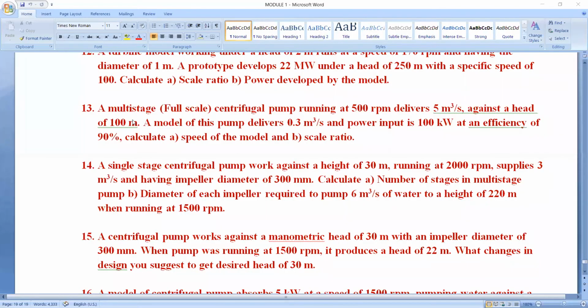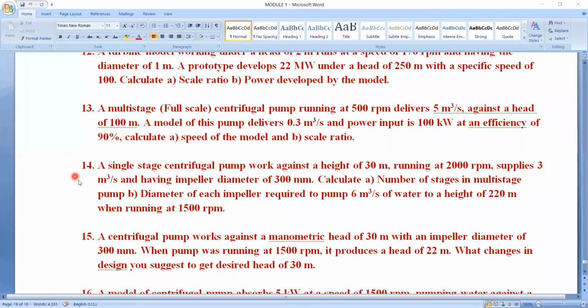So take this problem as homework, problem number 13. Can you see problem number 13? Have you copied it, all of you? Yes, sir. Okay, just take it as homework. If you find any difficulties anywhere, you can put your comments in the comment box.